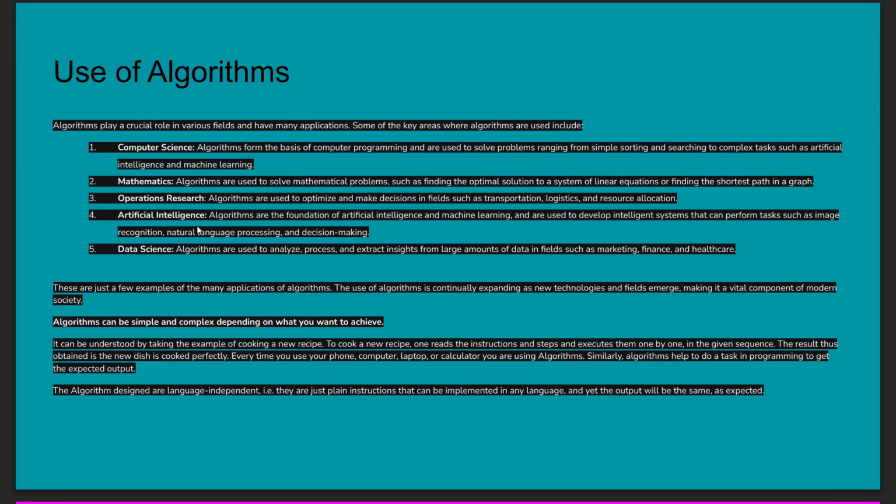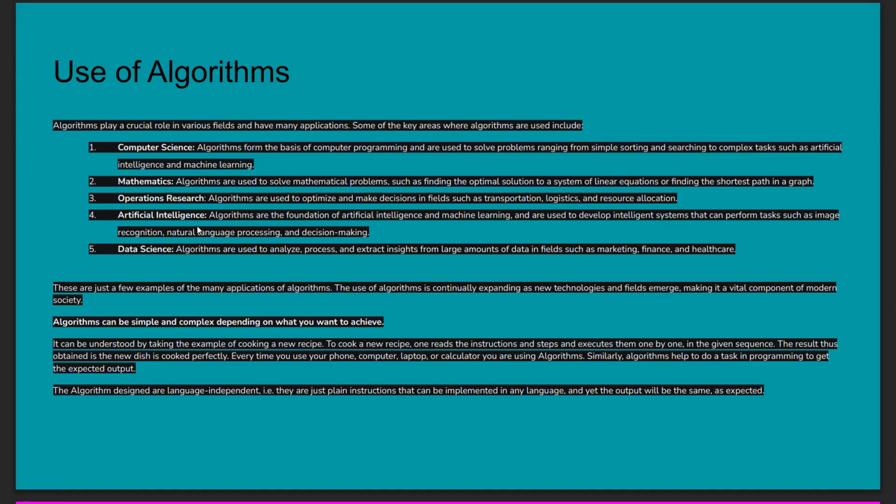Next one, data science. How do we use these algorithms in data science? Algorithms are used to analyze, process, and extract insights from large amounts of data in fields such as marketing, finance, and healthcare. So if we want to analyze and process data, or extract insights from large amounts of data like marketing, finance, and healthcare, we use these algorithms in data science. By using them, we can analyze the data, process the data, and also extract insights from huge amounts of data.